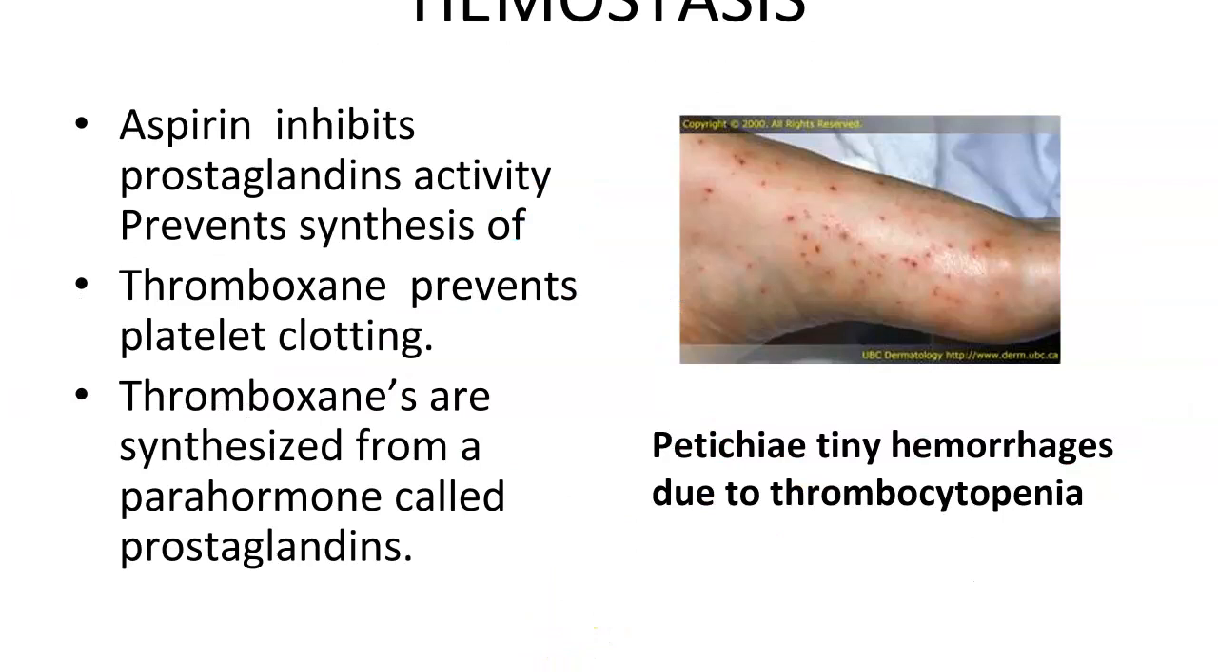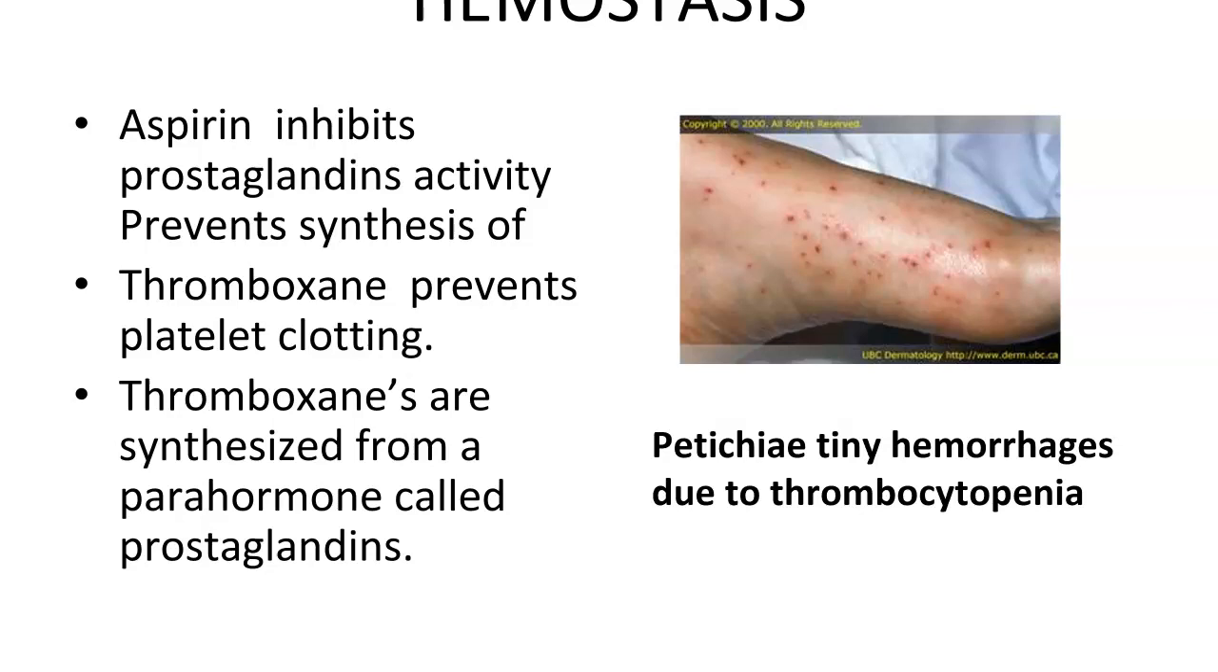Now, the synthesis of thromboxane is prevented by aspirin. So aspirin inhibits prostaglandins activity, which in turn prevents the synthesis of thromboxane. So prostaglandins is needed for the secretion of thromboxane. Again, thromboxane was the chemical secreted by platelets that made platelets sticky and attractive to each other, therefore led to the platelet plug.